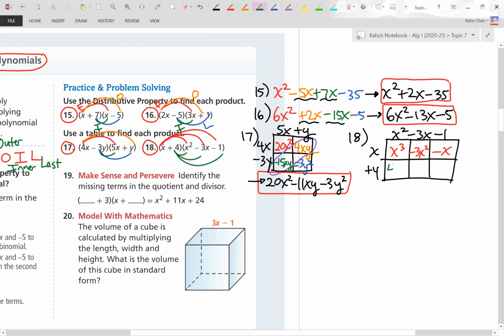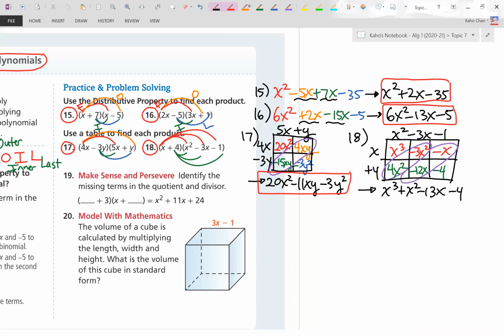That gives me 4x squared minus 12x minus 4. Now, out of these 6, 2 pairs of terms can be combined together. The x squares can be combined together, and the x's can be combined together, giving me this answer right here. X to the third. Let's check the x squares out. 4 minus 3 is 1. Nice. How about -1 and -12 is -13x and -4, the constant that didn't get affected at the end. There's your answer. Yay.